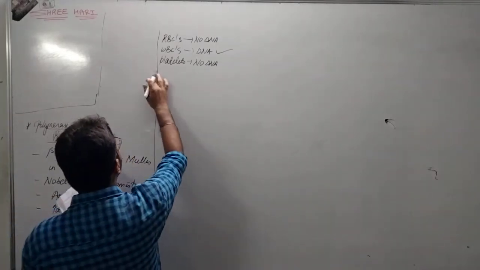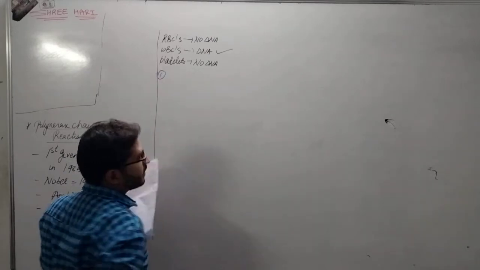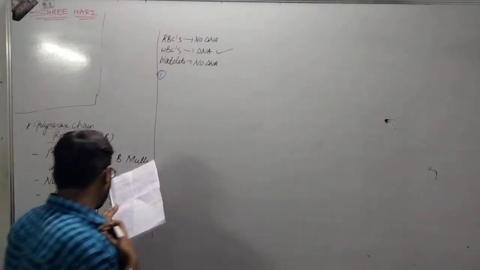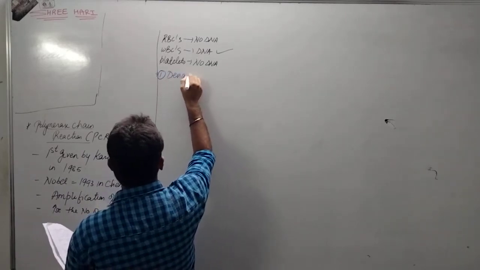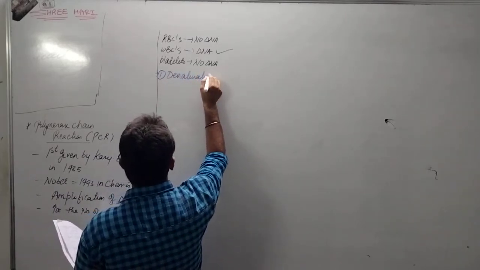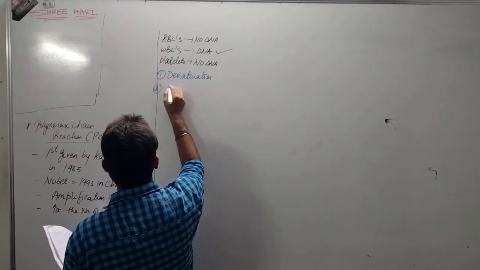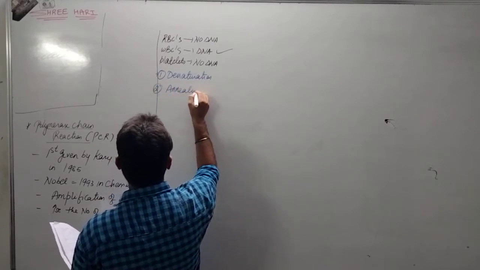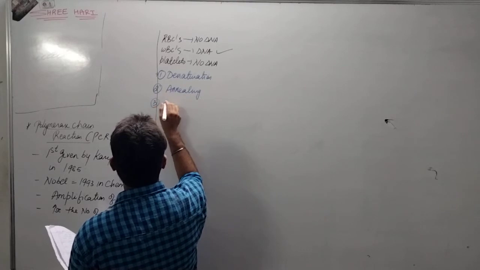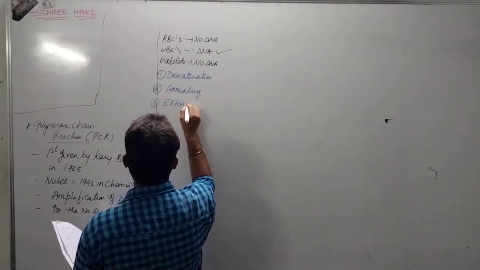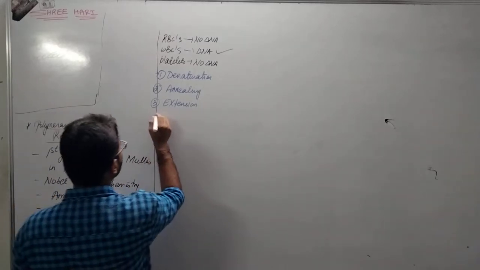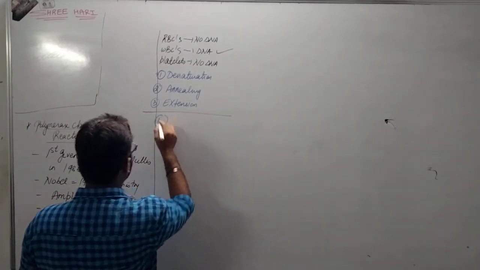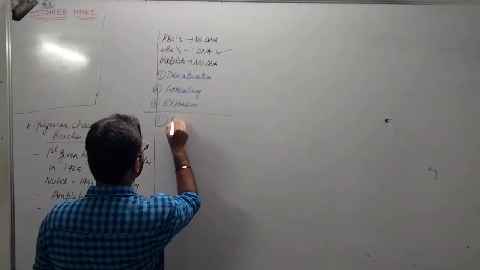This PCR is completed in 3 steps. Right? The 3 steps of the PCR are denaturation, annealing and extension. Right? So let us discuss these 3 steps one by one. So first is denaturation.